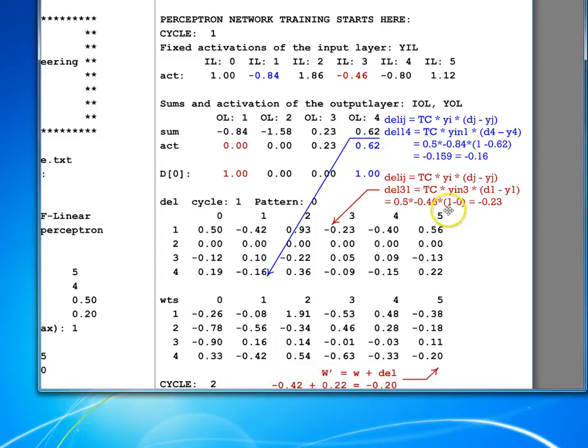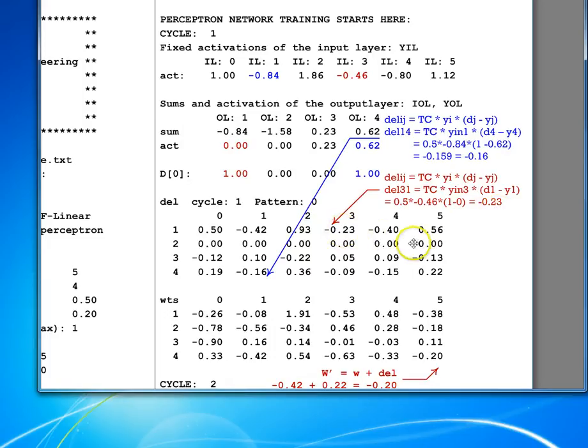The desired value for element number 3 happens to be... The desired value for element number 1 is 1, and the computed value happens to be 0, and therefore the value of the delta coefficient is going to be 0.5 times minus 0.6 times 1 minus 0, that's going to be 0.23, and that's the value that we have here.